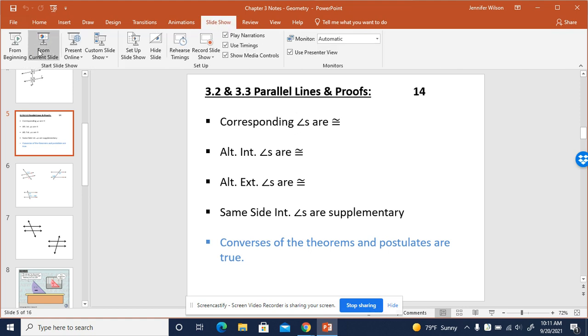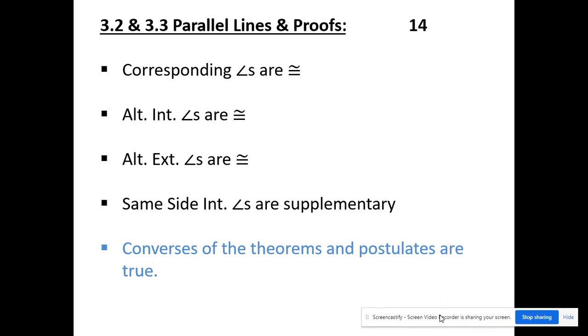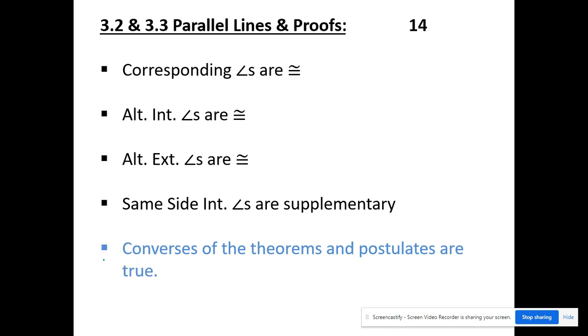All right, we're going to be looking at two lessons today, 3.2 and 3.3. I teach them as one lesson, and I'll explain that as we go through it. So 3.2 is going to talk about these theorems that are listed here in black. These four right here are what we're going to be focusing on. 3.3 talks about the converses of these theorems. We'll talk about those in just a minute.